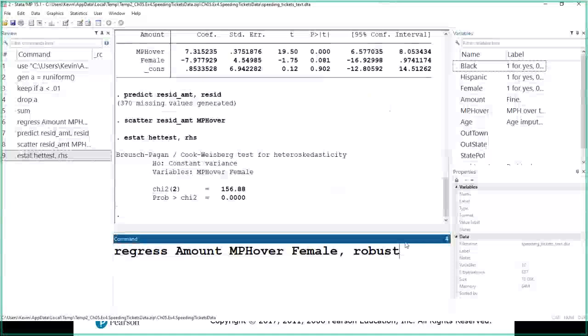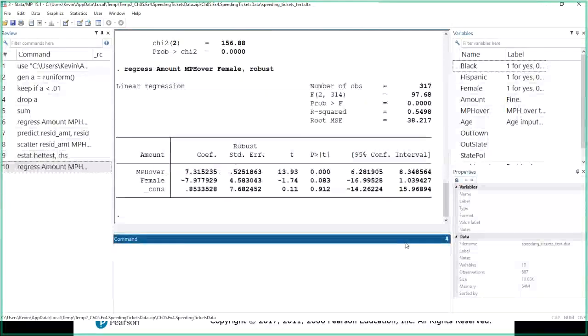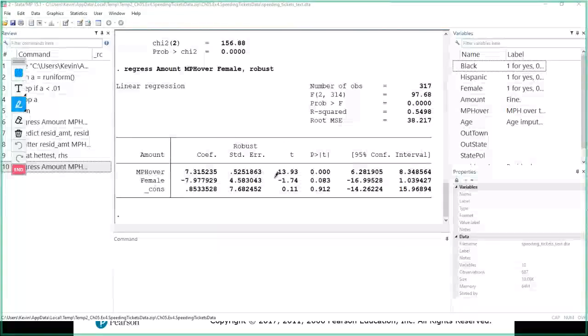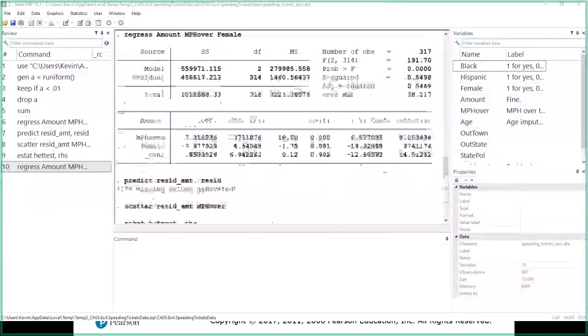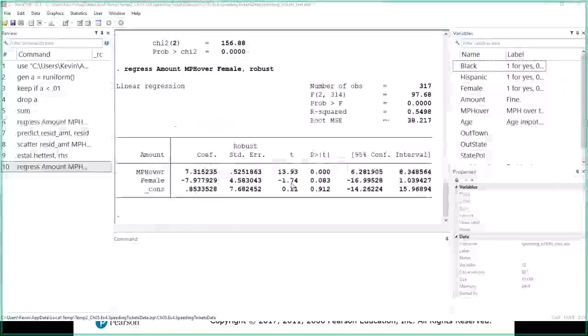So let's go ahead and run this. And sure enough, the t-stats have dropped by about 30%, down to 13.9. Still highly statistically significant, but not quite as high of a t-score. The t-statistic on the female coefficient is negative 1.74. Compare that to negative 1.75. That's evidence that there probably is not heteroskedasticity when it comes to the female variable. In other words, the variance of speeding ticket amounts is similar for men and women.